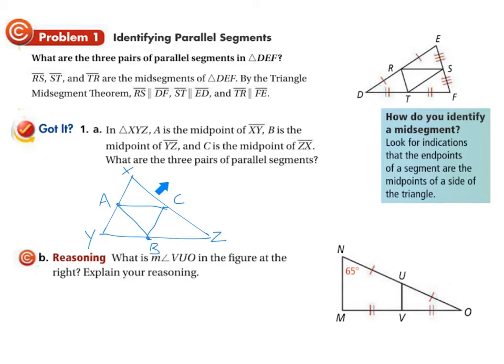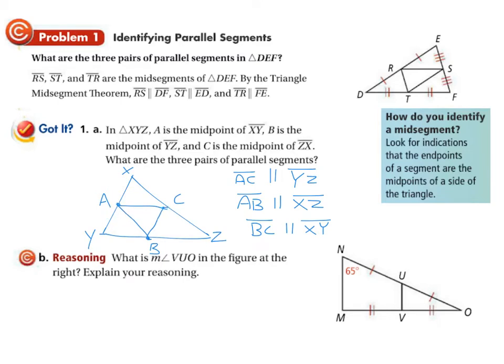Here you can see that I have drawn out this triangle XYZ. A is the midpoint of XY, B is the midpoint of YZ, and C is the midpoint of ZX. I could put marks like they did up here to show the midpoint, but since they're telling us it is, I don't need to mark that. What are the three pairs of parallel segments? Well, here I've written them out.